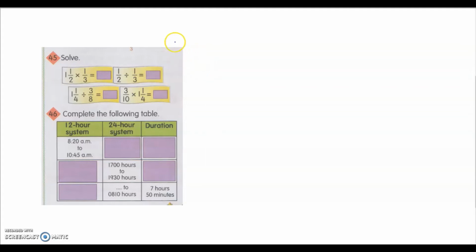Okay, let's continue our discussion. We have two more questions for part 1. Then after that, we will be solving problems for the rest of the lesson. Okay, let's look at question 45.